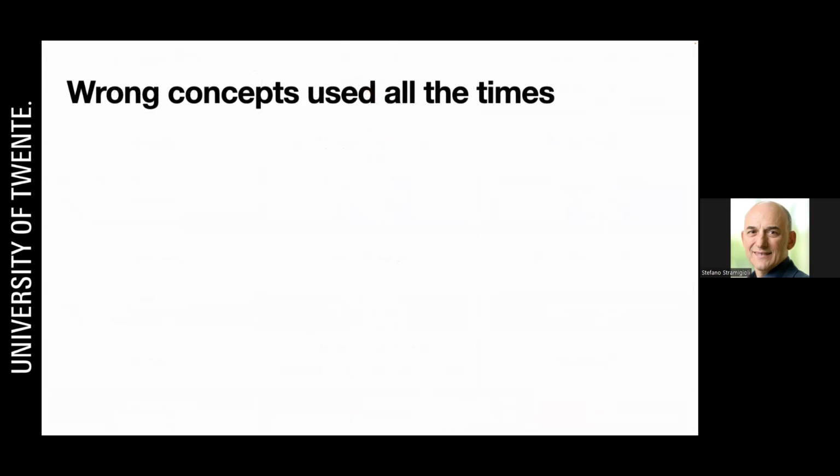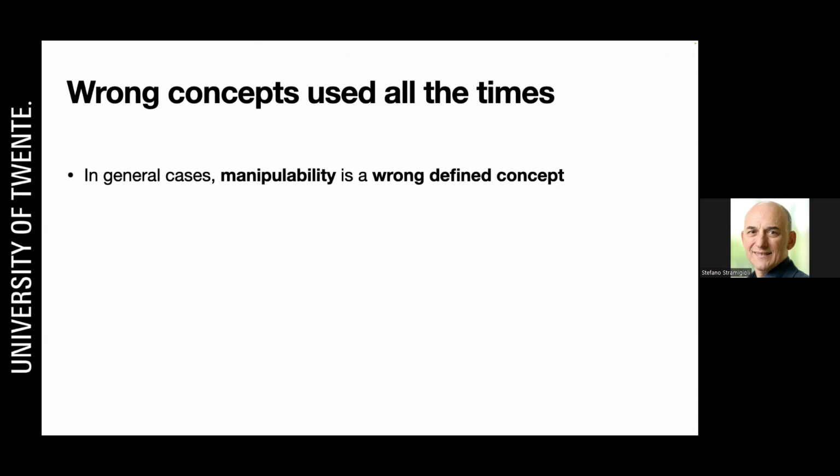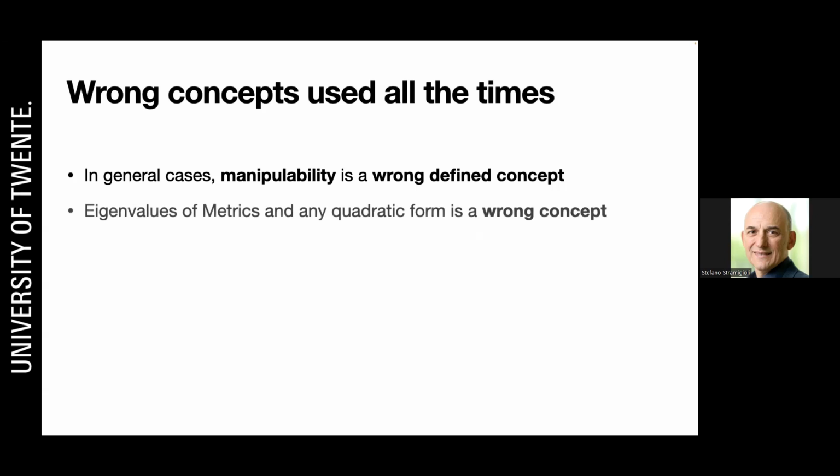So what are wrong concepts as a consequence of this? For example, manipulability, which is used all the time, if you get to SE3, to Lie groups and rigid body motion, is a wrongly defined concept. Be careful about it. I don't have the time to go into it. If we have the break, I can answer more questions about it. I just want to show you how important geometry is in this.